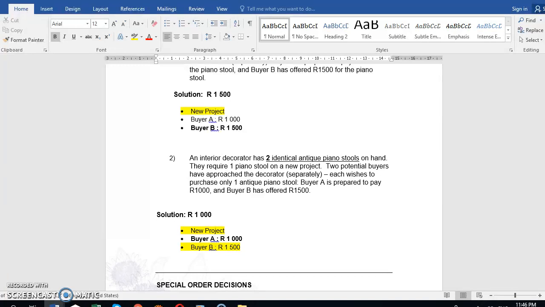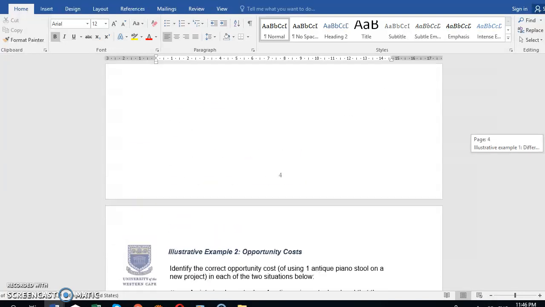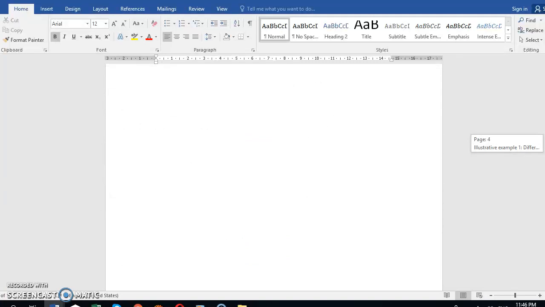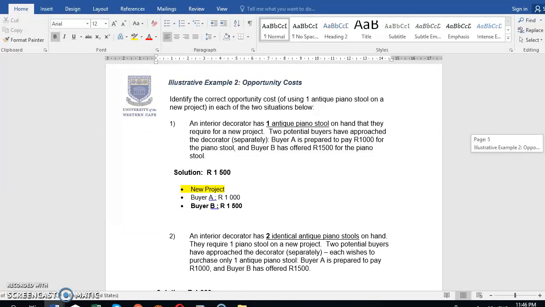Alright, so hopefully we have cemented some of the core principles, especially with regards to what an opportunity cost is and the definition of a relevant cost. And as I said, if you've got those two definitions embedded, then the rest just becomes easier.